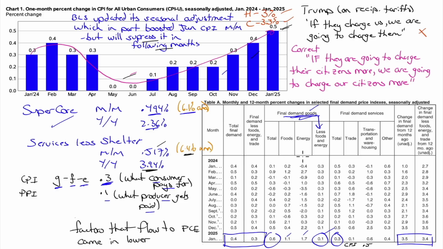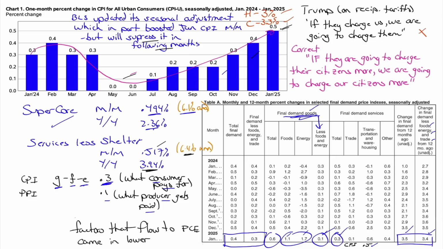But when you take out the volatile components, because these can move for reasons other than increased demand, 0.1. And if we look at final demand for services, and we'll keep trade in there, it is 0.3. In the CPI, it was 0.5. So it is lower. Year over year is quite high. The change over 12 months, 3.5. This is less food, less energy, and trade. Trade is the profit margin, up 3.4%.